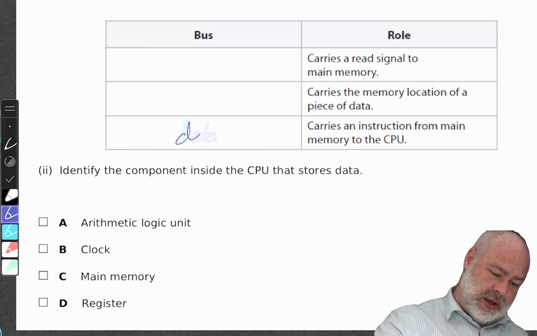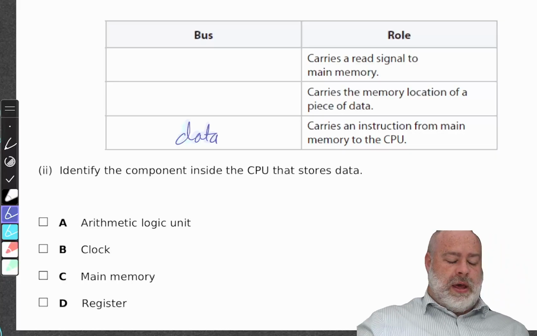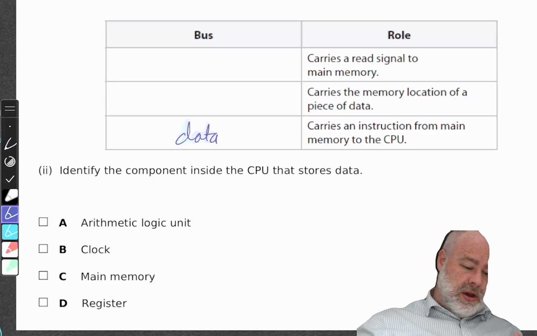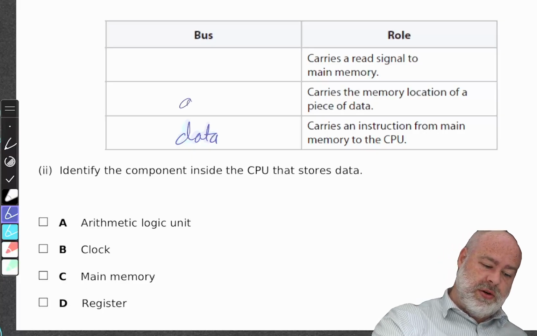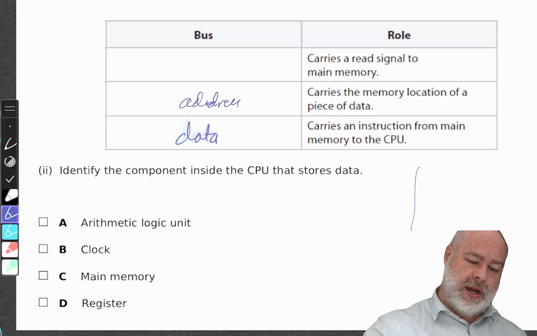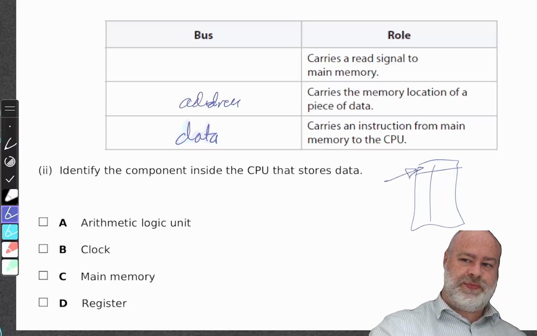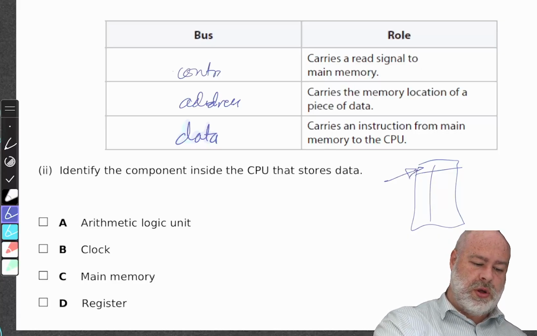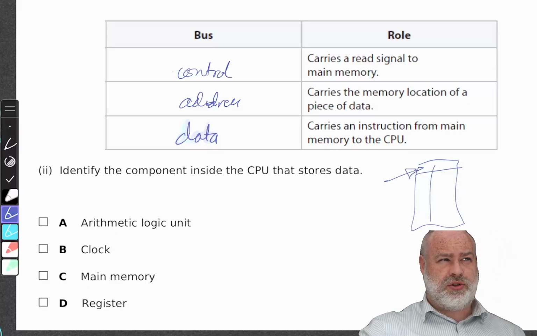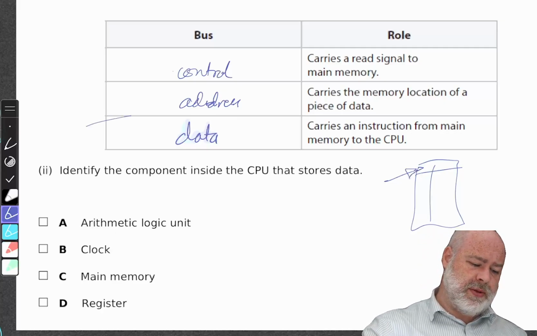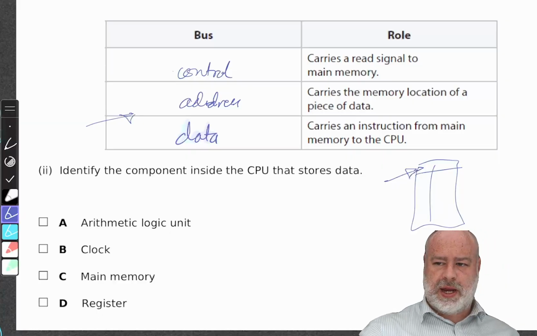I think let's get a better pen as well. So the 3 buses you need to know: the address bus carries the memory location of a piece of data. So you just got to remember that the address in our RAM is there on the left hand side. And if you couldn't remember control, there's only 3 to choose from there, so you put control in, read signal to the main memory. So I'd remember those 2 first. I'll be able to put that in.